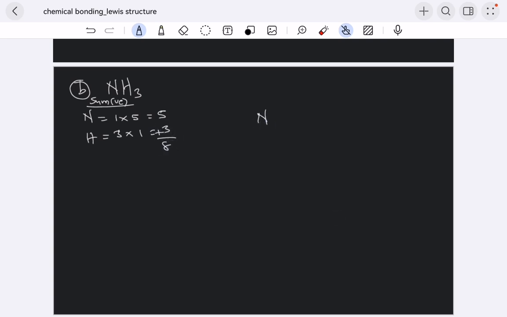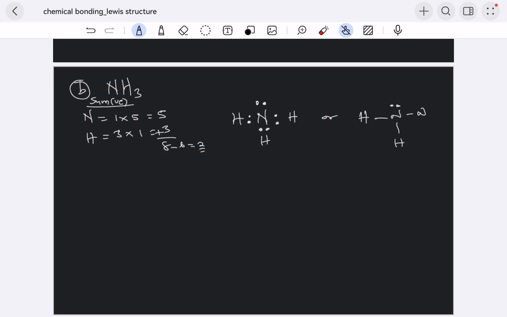So nitrogen goes in the center, then hydrogen, hydrogen, hydrogen. So the next thing is at least we distribute a single bond, or a pair of electrons. So 1, 2, 3, 4, 5, 6. So when we subtract 6 there, we remain with 2. So the 2 will be distributed on the central atom. This can be written as this. And then we have a lone pair there.